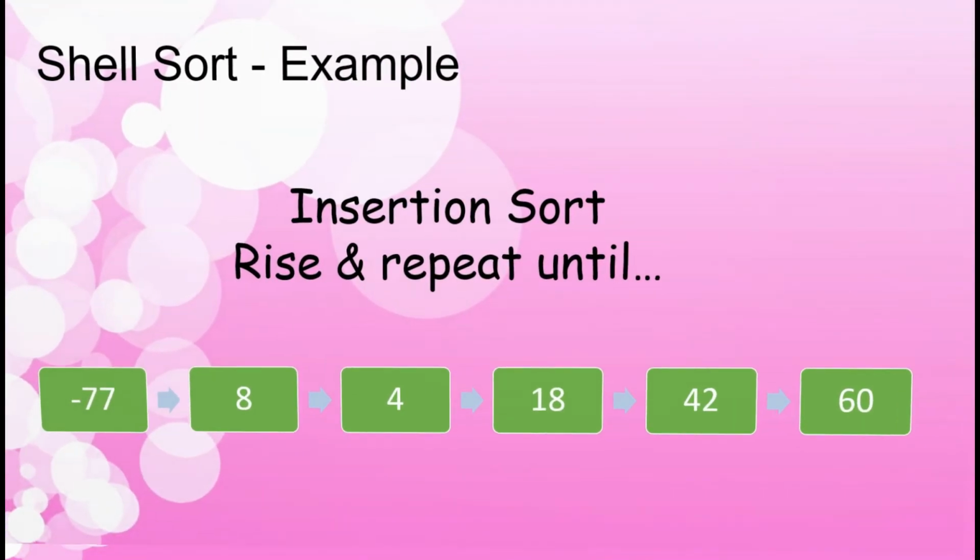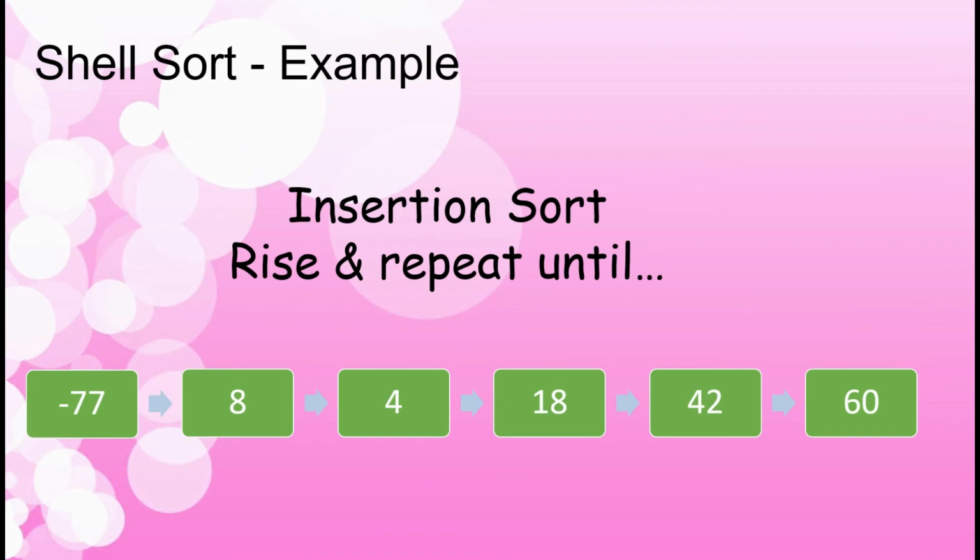And then we will do insertion sort like we saw in our previous video, and we rinse and repeat until the array that we have is sorted. But remember, the minus 77, which was the hardest part, was already solved because it was already in its correct position. So the time that this algorithm needed was significantly reduced, and this is how the shell sort algorithm works.